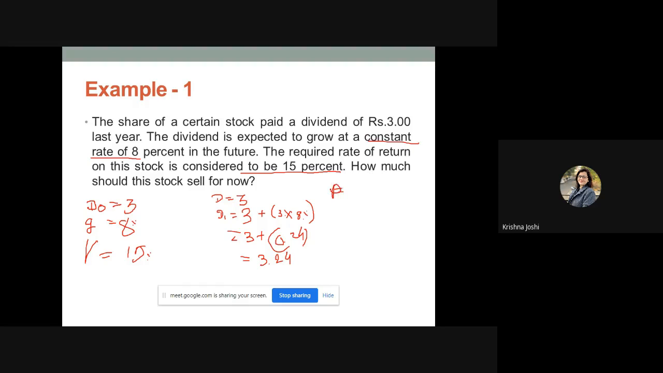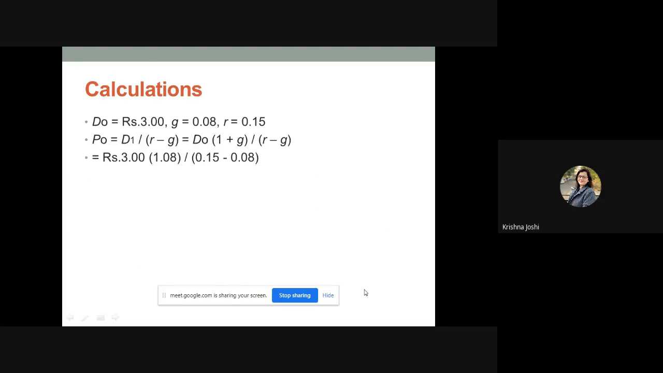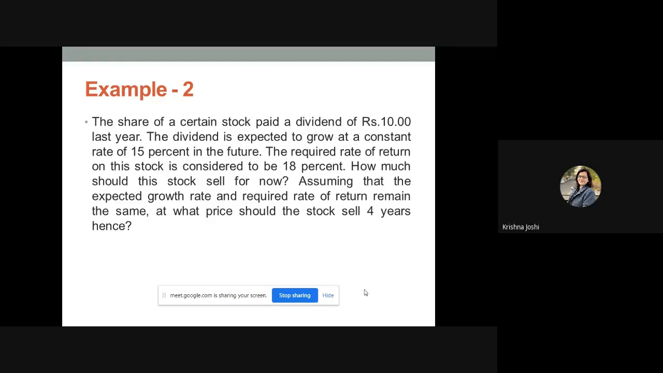So altogether the formula will be P0 is equal to 3.24 divided by R minus G. What is the required rate of return given in the question? 15, so 15 minus G. What is the growth rate? G is 8. So altogether it is 3.24 divided by 7. Tell me the answer. Multiply by 100, of course. What is the answer?